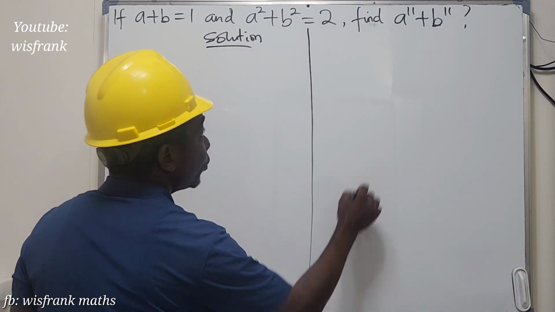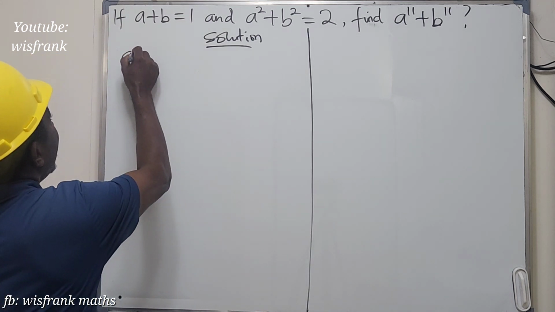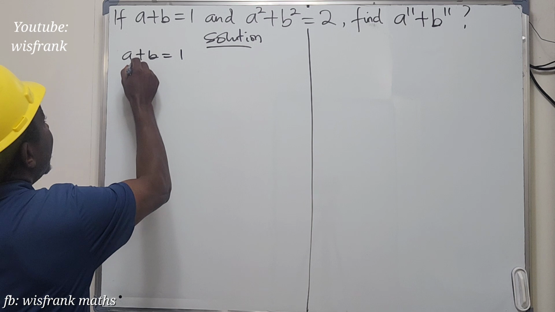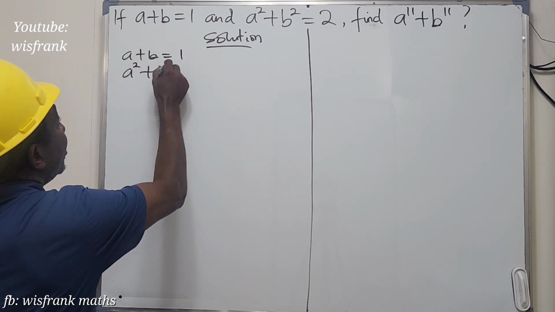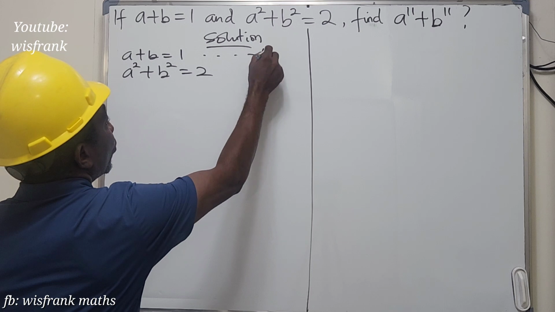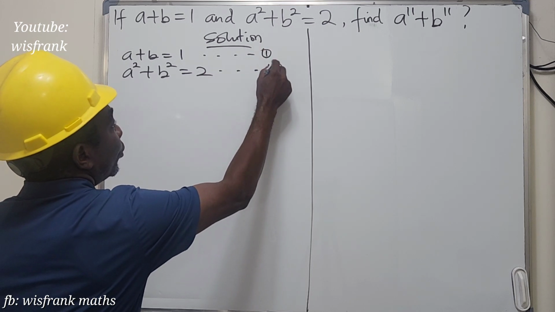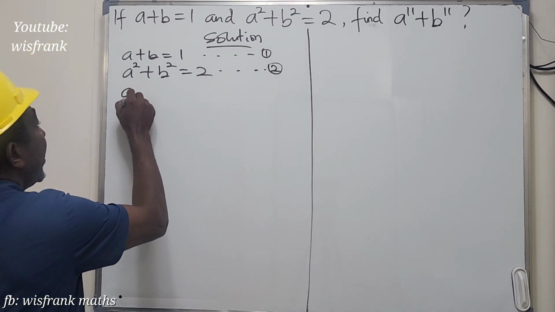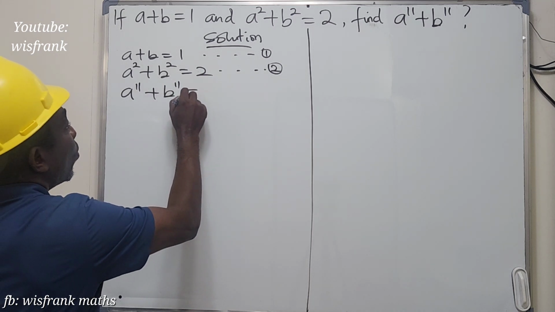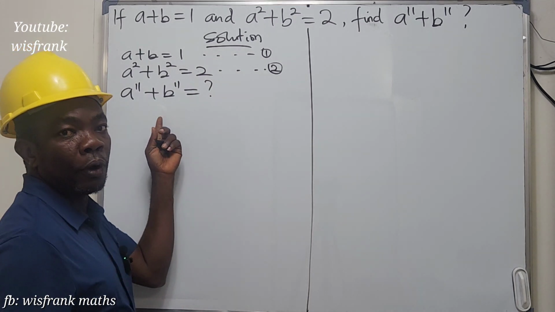We have here the solution. We are given a plus b equals 1 and also a to the power of 2 plus b to the power of 2 equals 2. Let's call this equation 1 and this equation 2. We are asked to find a to the power of 11 plus b to the power of 11. What is the value of this?